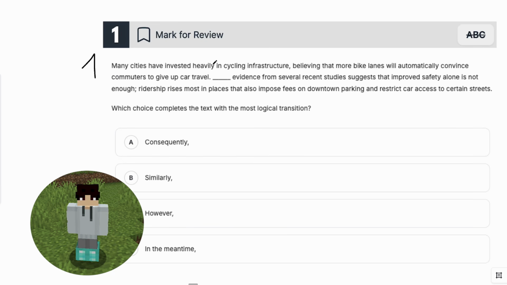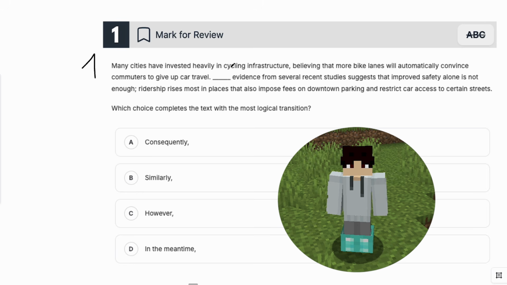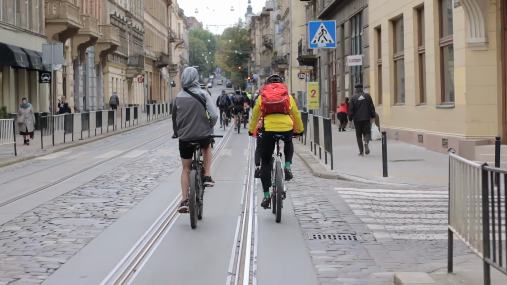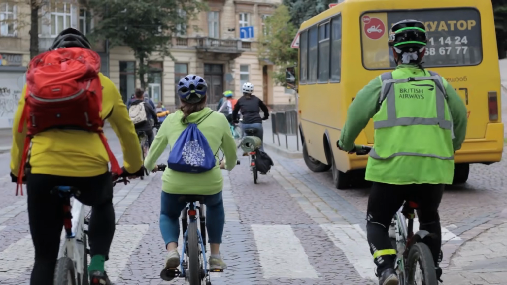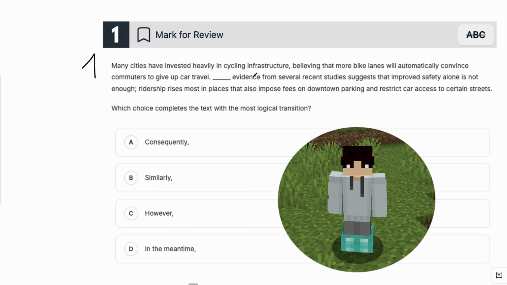Many cities have invested heavily in cycling infrastructure, believing that more bike lanes will automatically convince commuters to give up car travel. So they're basically saying that since they're creating all these different places for bikes, they just expect that people are actually going to use them. Blank, evidence from recent studies suggests that improved safety alone is not enough. Ridership rises most in places that also impose fees on downtown parking and restrict car access to certain streets. So they're saying that you can't just encourage people to want to use bikes, you have to actually discourage them from wanting to use cars, contrary to what was said originally.